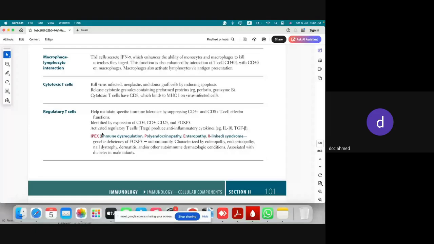So, if you do not even know which receptors are present on these regulatory cells, in the options you get, CD3, CD4, CD25 is the only exception. Keep that in mind.